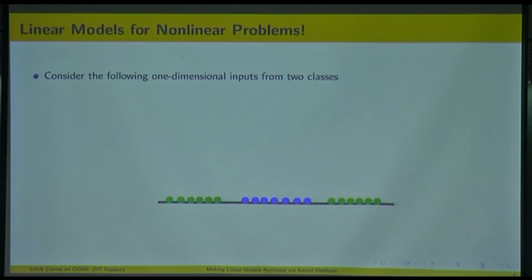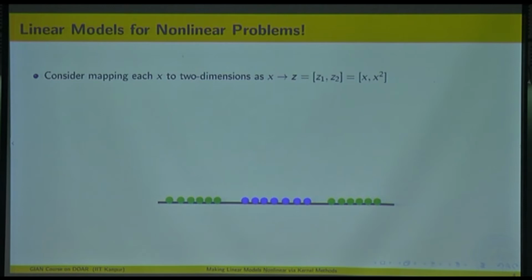Most likely not, because you can see that the blue points lie within these 2 groups of green points. So we can't really learn a linear hyperplane that will separate this data. This is a very cooked up example, a very simple one-dimensional set of inputs. But clearly a linear hyperplane will never be able to separate this kind of data.